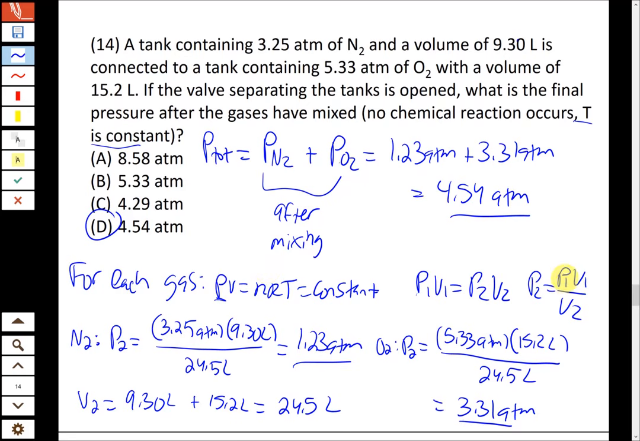But we have to use Boyle's law for both gases to figure out what their partial pressure is after the mixing process occurs, and then we do that addition as the last step. All right, any questions on that?